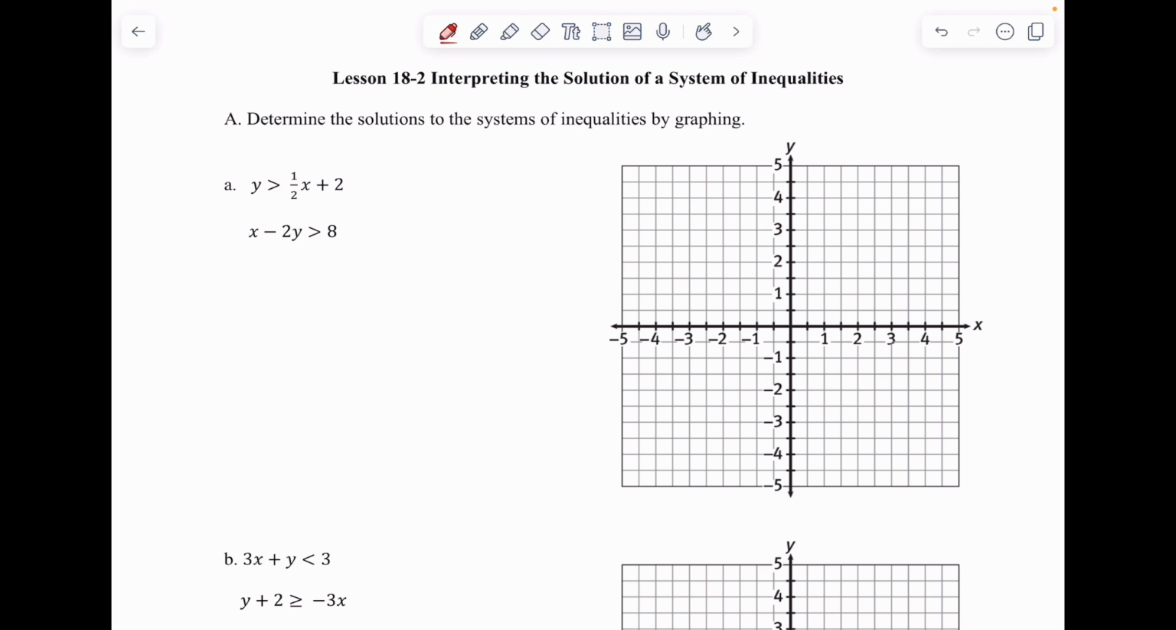So I'm going to go ahead and graph this first inequality, and I'm lucky that it's already in slope-intercept form, because this tells me that my starting point is 2 and that my slope is 1 over 2. So I go up 1 and to the right 2 every time. Or to go backwards, I would flip both directions, and so I would go down 1 to the left 2.